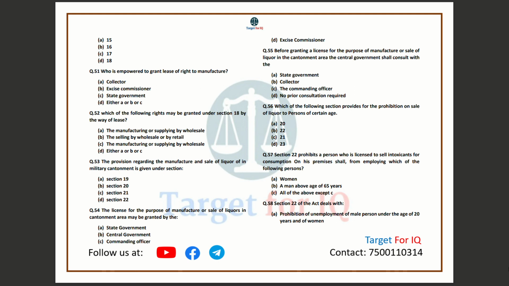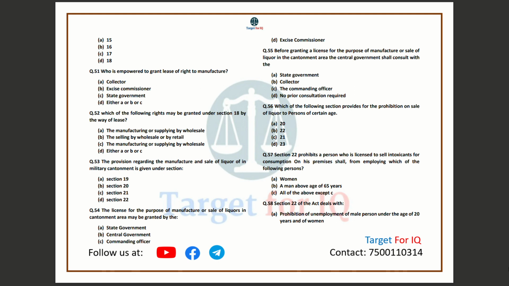Question number 52. Which of the following rights may be granted under section 18 by way of lease? Option A, manufacturing or supplying by wholesale. Option B, selling by wholesale or by retail. Option C, manufacturing or supplying by wholesale. And option D is either A, B or C. So the correct answer to question number 52 is either A, B or C, that is option D.